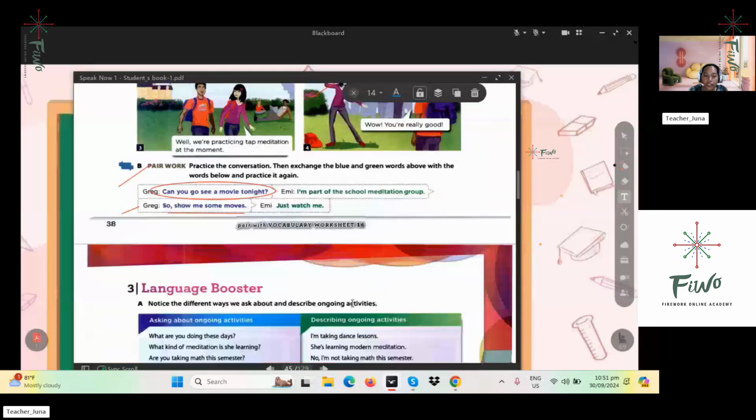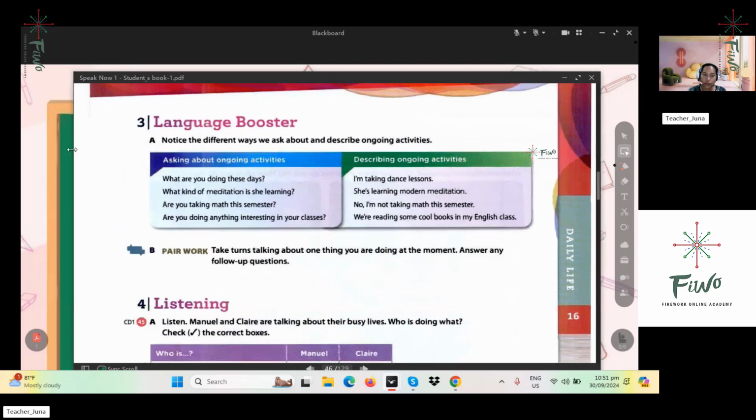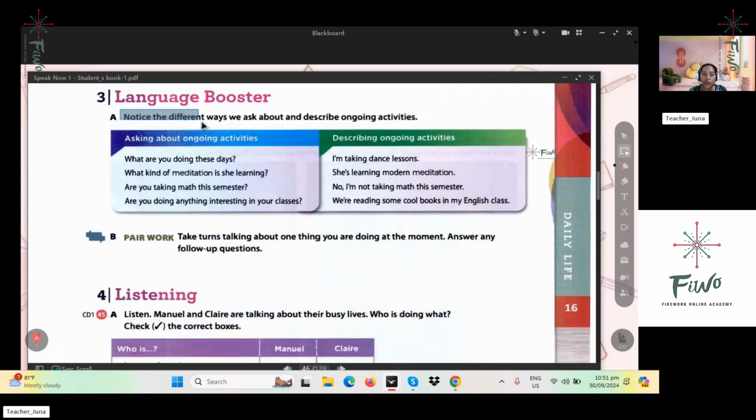Okay. So let us now continue. Okay, so we are now in language booster. Okay, in letter A, what you're going to do, Kong, notice the different ways we ask about and describe ongoing activities. Okay, so we're going to know the different ways of asking and describing ongoing activities, okay? Okay. So first, we're going to read asking about ongoing activities. So there are four. Please read the first one.